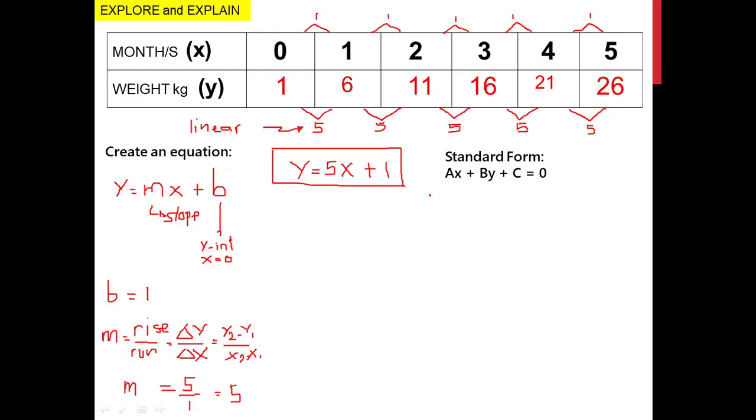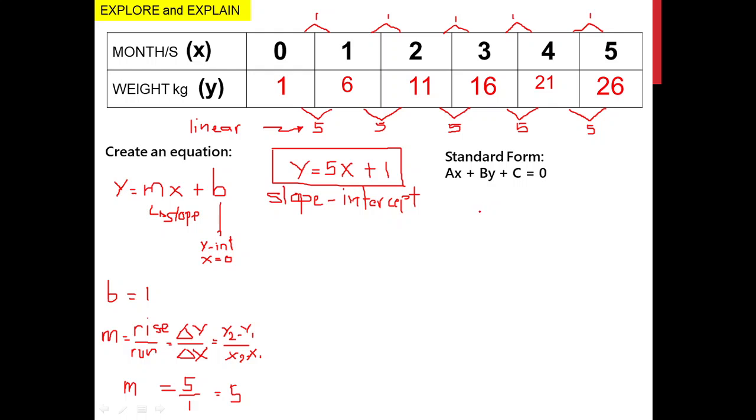Now, also, sometimes we need to transform this equation, which is in the slope intercept. Remember, this one is the slope intercept form of the equation. Now we need to sometimes transform our slope intercept equation into the standard form, which is ax plus by plus c equals to 0. Now, how do we transform this one, this format, into this format?